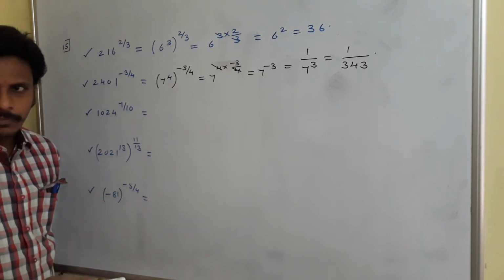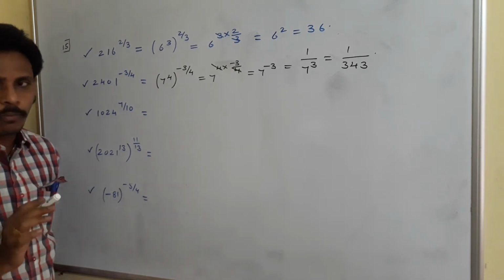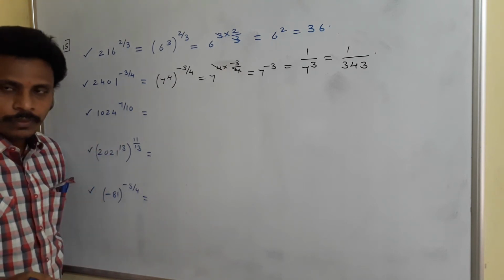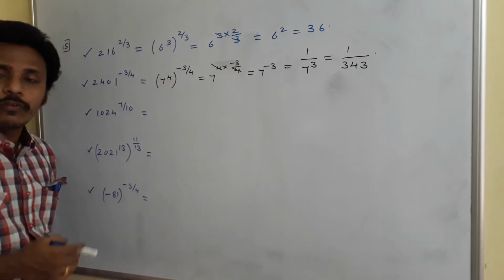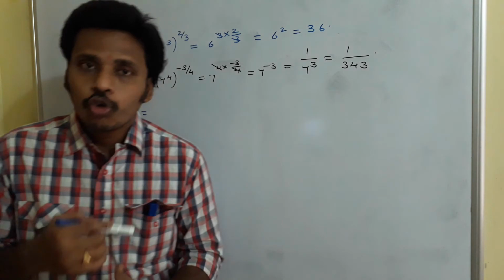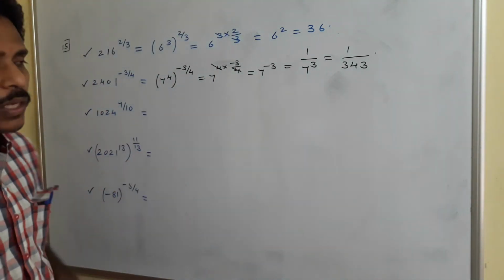We will try. Sometimes it is not possible also. Then at that time you just leave it, no problem. But here there is a possibility. 1024. I think you all know the powers of 2. 2 power 1 is 2, 2 square is 4, 2 cube is 8, 2 power 4 is 16, 2 power 5 is 32. Like that, if you continue, 2 power 10 is 1024.